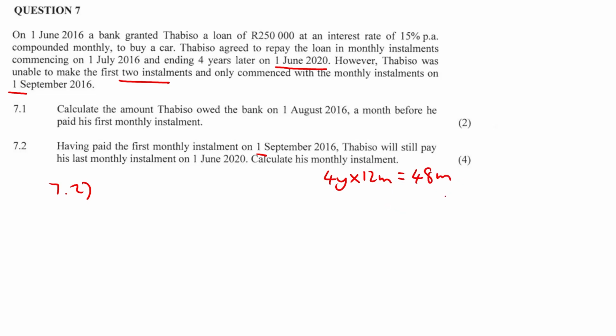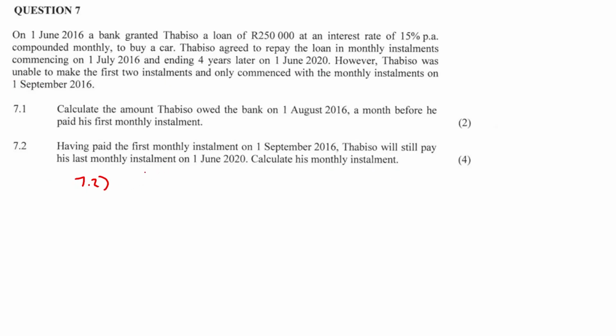However, he couldn't make the first 2 installments. So that's going to be 48 minus 2. So he's going to make 46 payments, and that's going to be our end value. I hope that makes sense. So it's 48 payments, and he couldn't make the first 2 as it was stated in the question. So things have to change now, and we need to calculate his new monthly installment. Let's do it. I'm just going to erase the screen one more time. You know, my OCD kicked in.